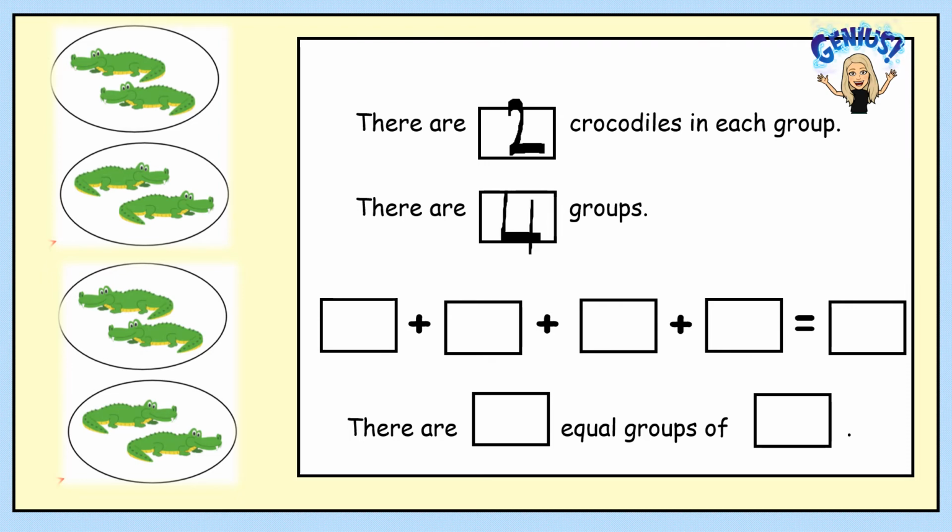So what would my number sentence be? Something plus something plus something plus something. Well done, 2, because there's 2 in each group. So 2 plus 2 plus 2 plus 2 equals how many? Let's count by 2s. 2, 4, 6, 8. Altogether there is 8. Well done. There are something equal groups of something. There are 4 equal groups of, how many are in each group? 2. Well done.